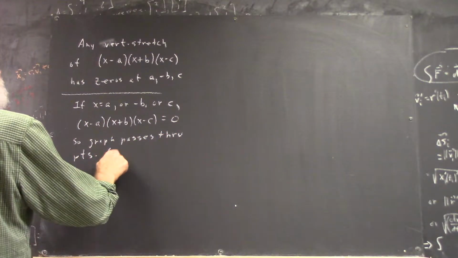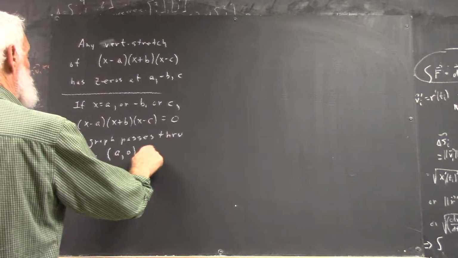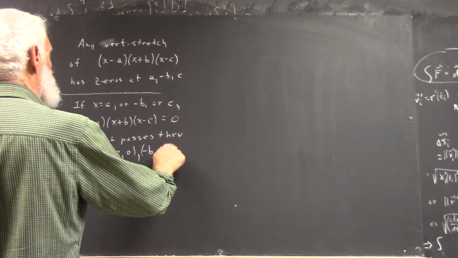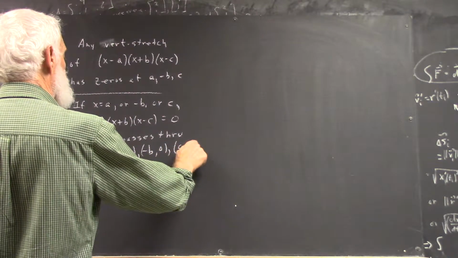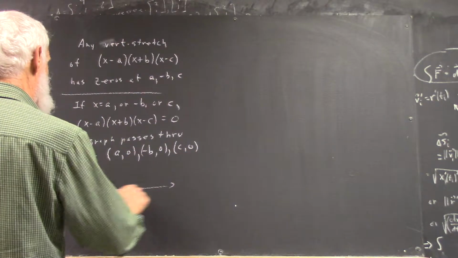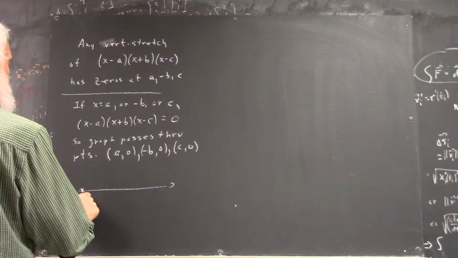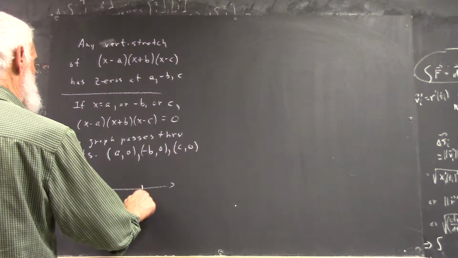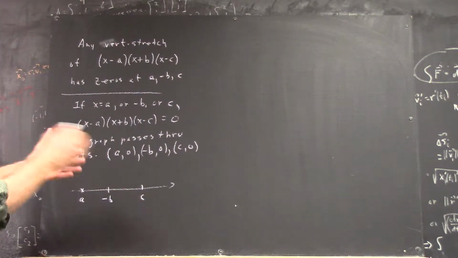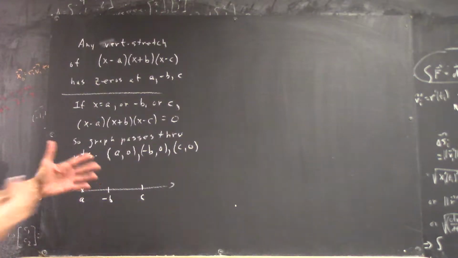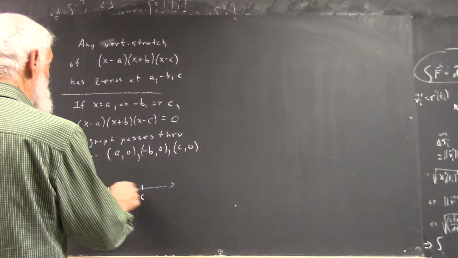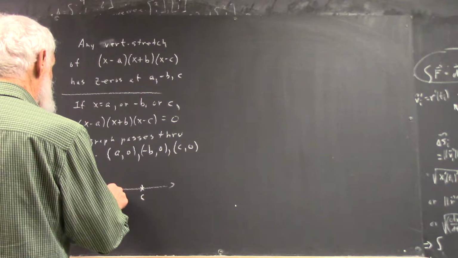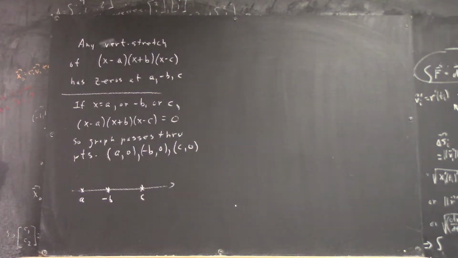passes through the points A,0, negative B,0, and C,0. So here's A, here's negative B, and here's C. We don't know where they are. They could be in any order, because we don't know whether A, B, C are positive or negative. So we could just have them in this order. It'd be something like this, right?